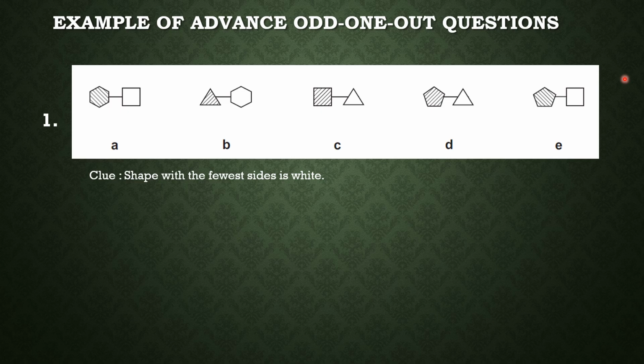So if we go by that rule, we can see that always the right hand side image, which has fewer sides, is white or without shading, but the second option has a more number of edges. It's a hexagon and here it's a triangle, so that's not following the pattern, so that should be the odd one out.